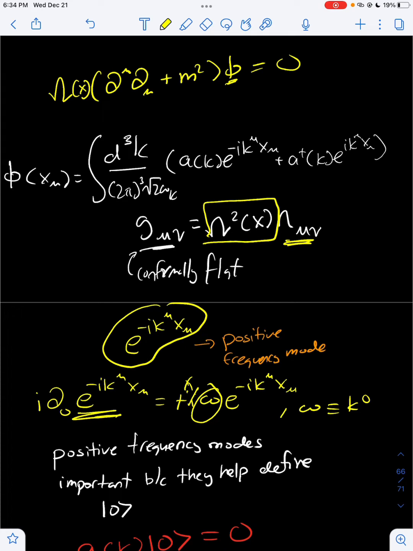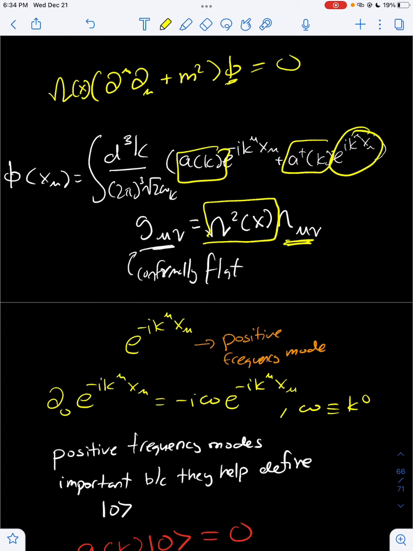If we had a negative frequency mode, that would just be e to the positive ik mu x mu. And for the same arguments as before, when we multiply that by I, we're going to have minus omega for our energy. Now, of course, we already learned in quantum field theory that all particles have a positive energy. So we get this whole concept of positive and negative frequencies by sort of naively applying the Hamiltonian. But just for historical reasons, we are still going to call them the positive and negative frequency modes respectively. We also talked about this concept before. We just said energy instead of frequency, but now we just say frequency for some reason.